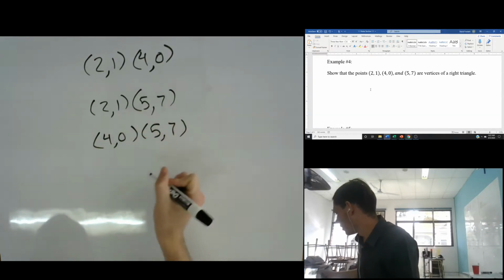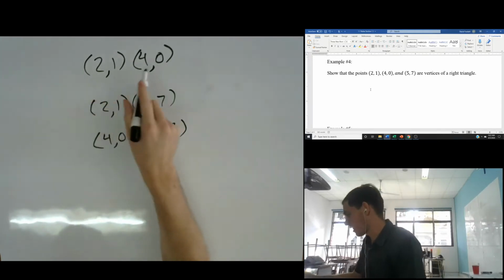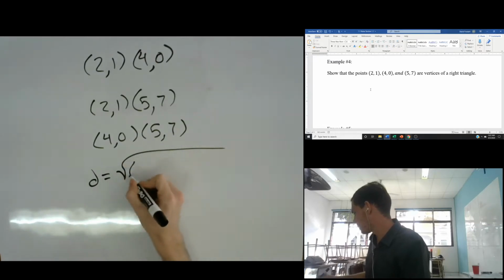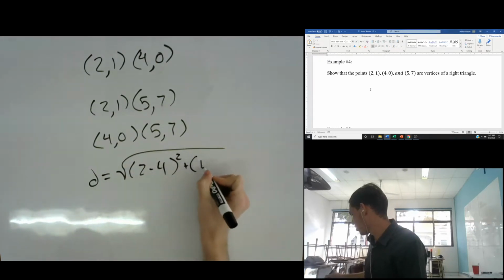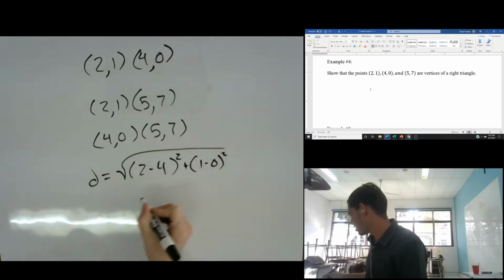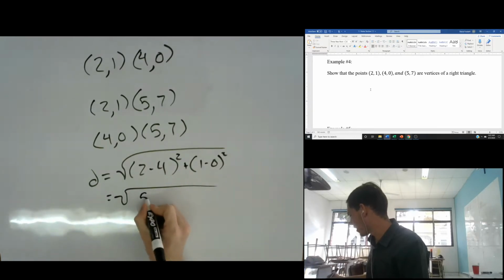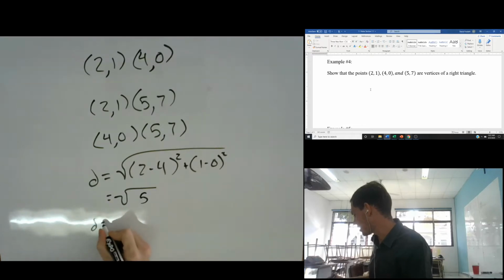I'm going to do these pretty quickly. You can work them out on your own. So the distance of this, 2 minus 4 squared plus 1 minus 0 squared, we get 2 squared, which is 4, plus 1, so we get 5. So our first distance is 5.